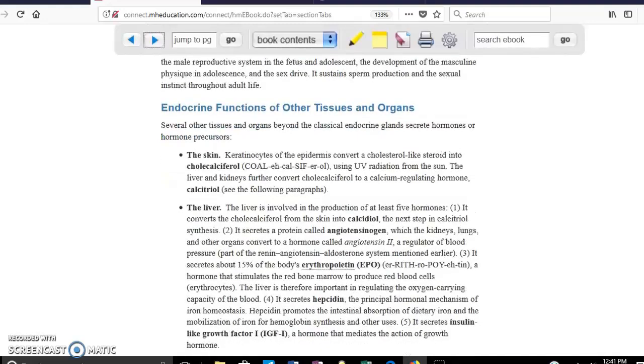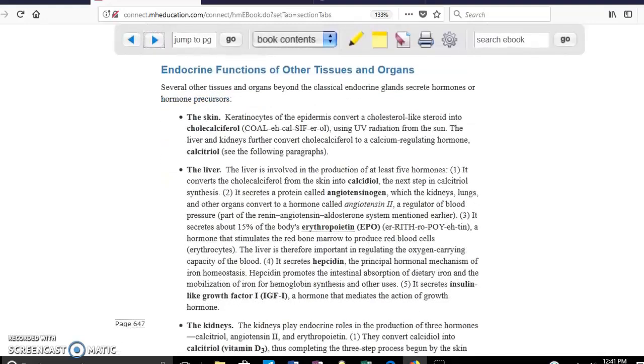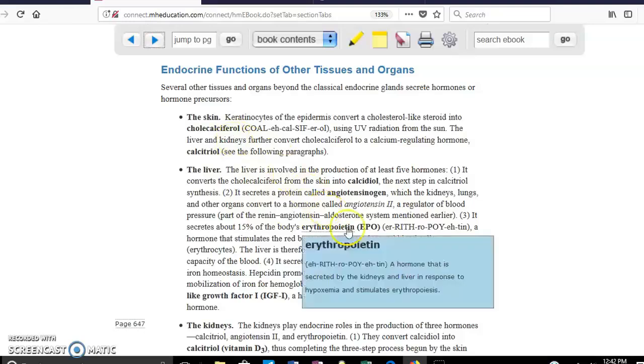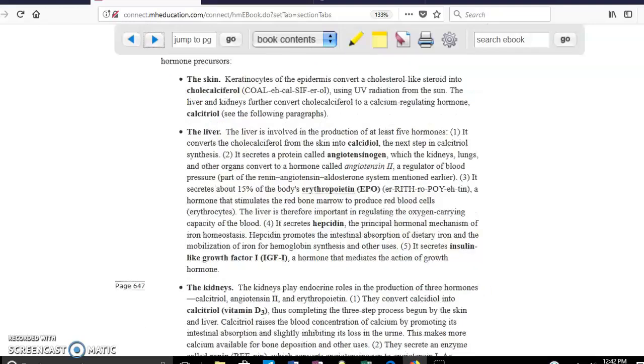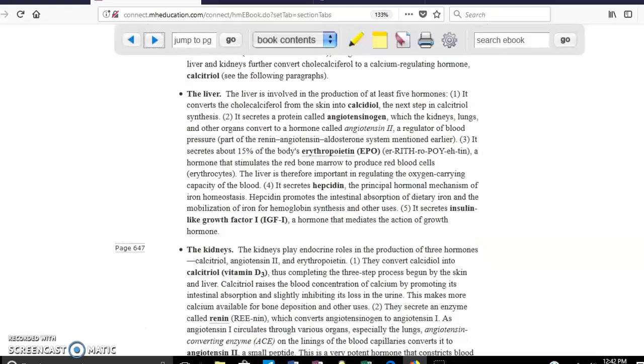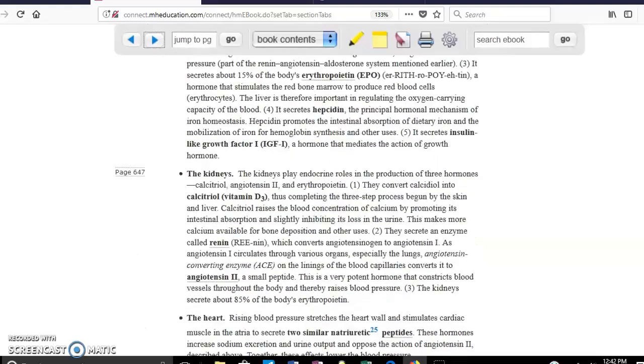So what other organs or tissues do we have that are part of the endocrine system because they secrete some sort of hormone? It's going to be the skin, which is part of the production of cholecalcitriol, which eventually is going to turn into vitamin D. The liver also participates in the production of cholecalcitriol, but the liver also produces angiotensinogen, which is an important component of the renin-angiotensin-aldosterone mechanism.